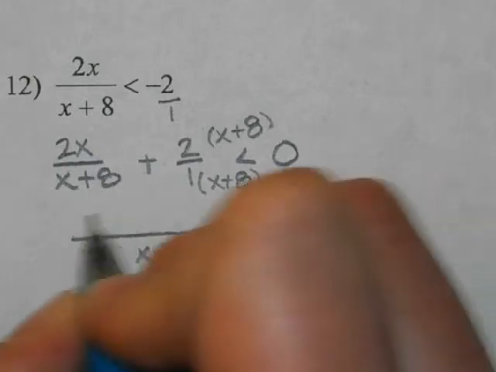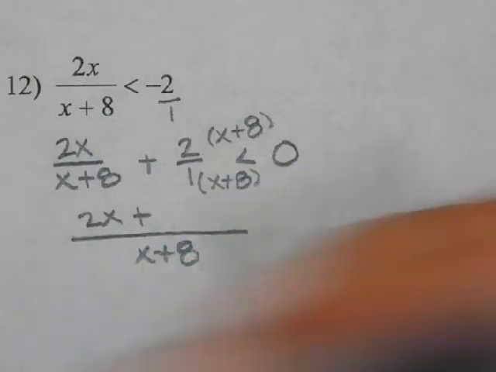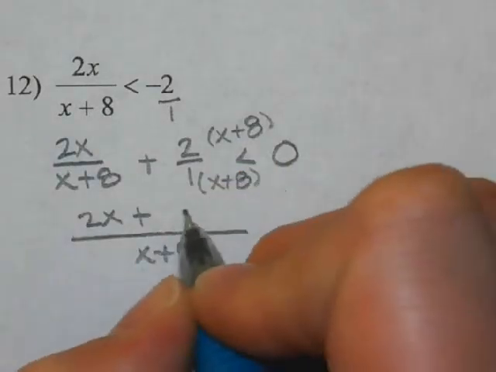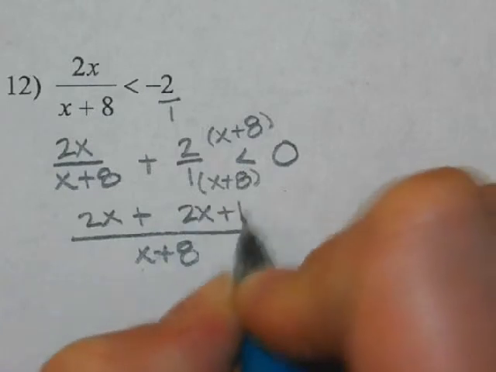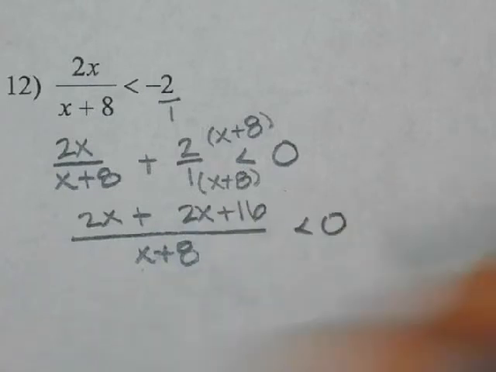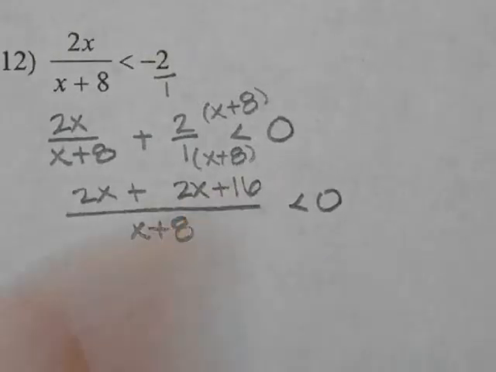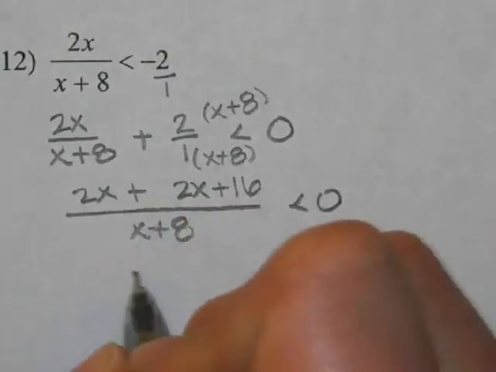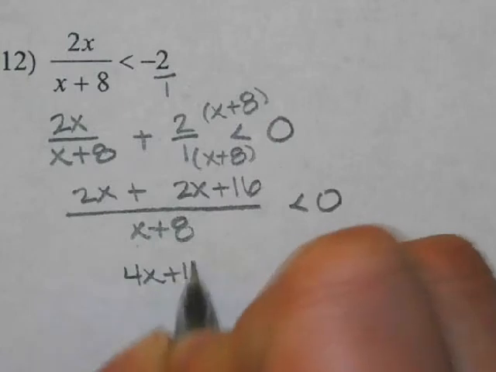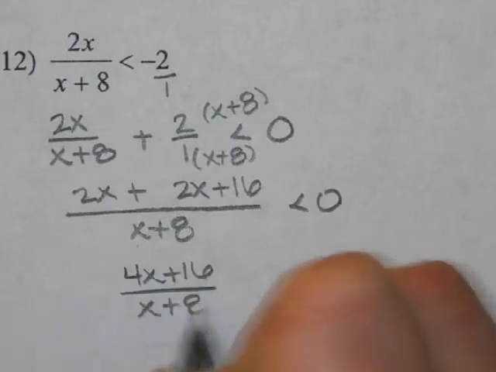The first fraction gives us a 2x. The second fraction gives us a 2x plus 16. Why did I not put that in parentheses this time? It's a plus problem instead of a subtraction problem. All right, so if we combine like terms, what do we have? 4x plus 16 over x plus 8.